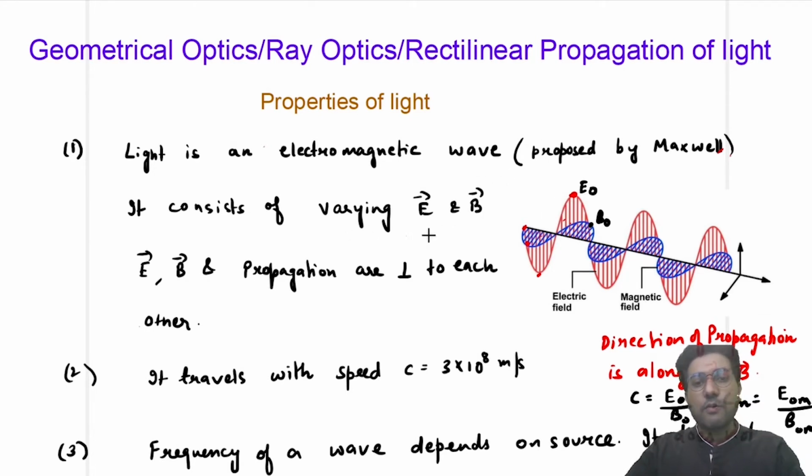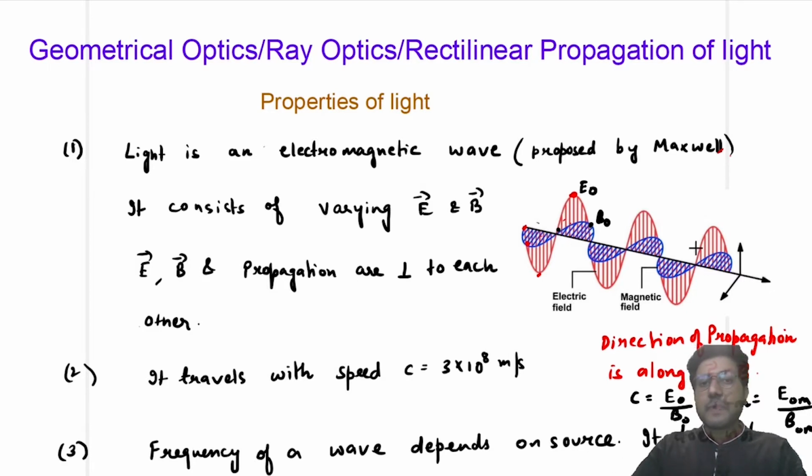It consists of varying electric and magnetic field, and the electric field oscillates. This is the oscillation of electric field. The magnetic field also oscillates, and the propagation of wave. All the three are perpendicular to each other. Okay, so this diagram shows us that the electric field, the magnetic field, and the direction of propagation are perpendicular to each other. So suppose the electric field is oscillating along the x-axis, the magnetic field is oscillating along the y-axis, then the propagation is along the z-axis.